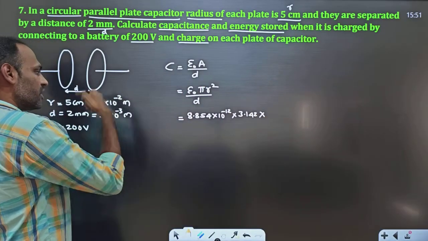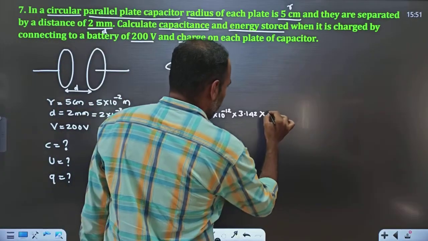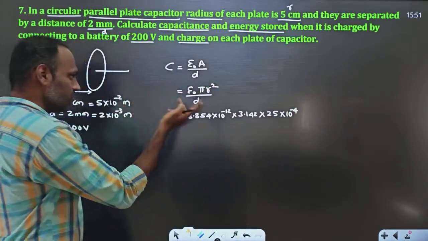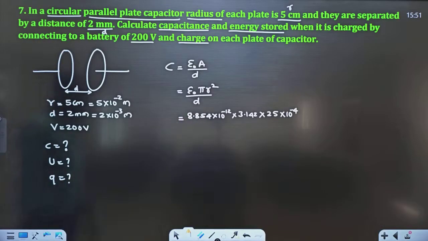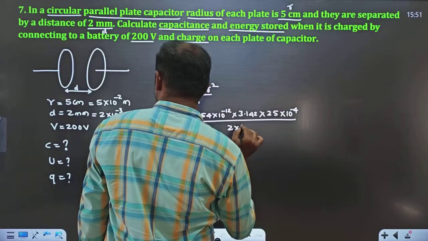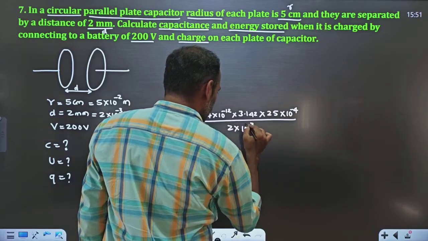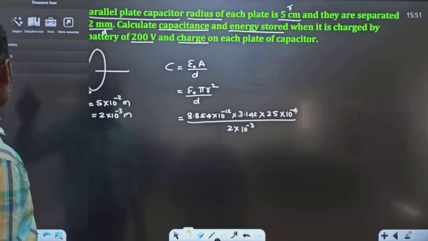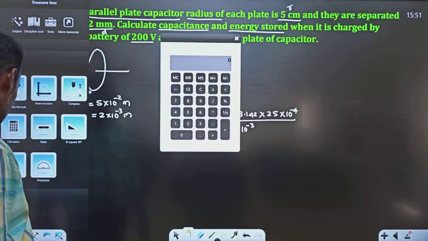R square is 5 into 10 raised to minus 2 whole square. So this will be 25 into 10 to the power minus 4. I will square this. 25 into 10 to the power minus 4 divided by distance. How much is distance? Distance is 2 into 10 to the power minus 3. Okay. Now we will simplify this. What we will get?